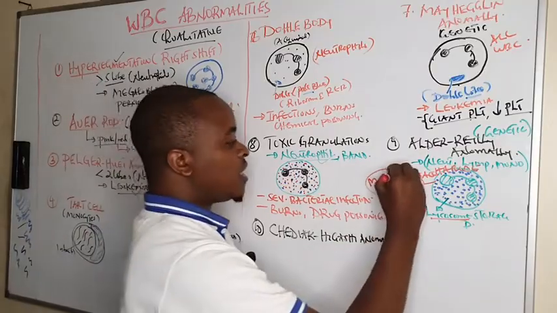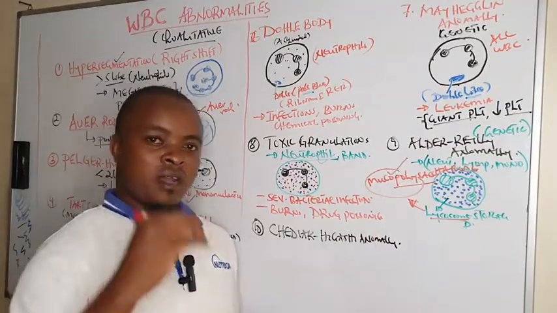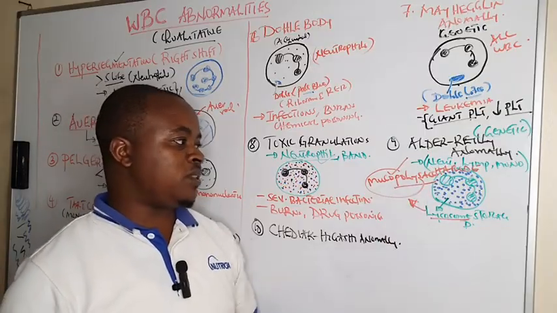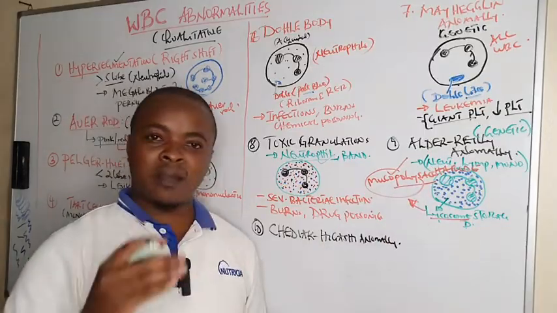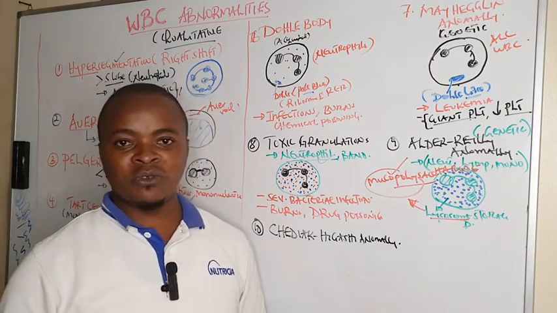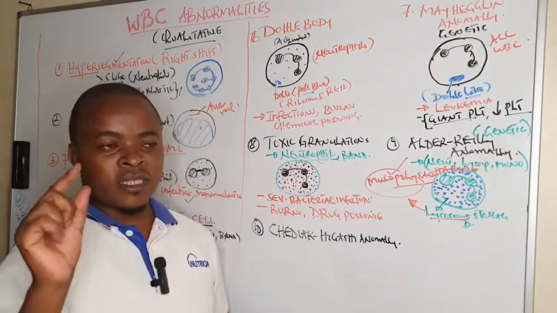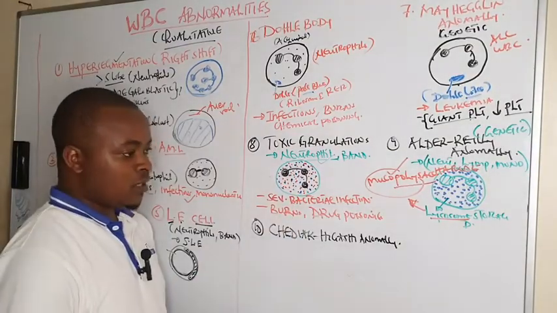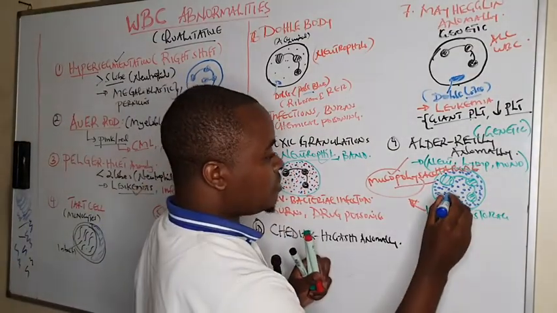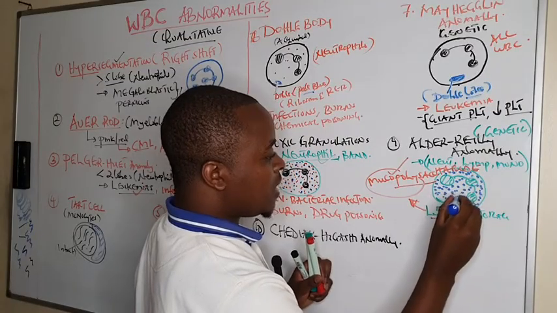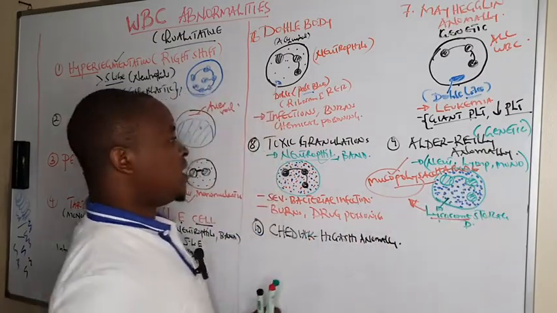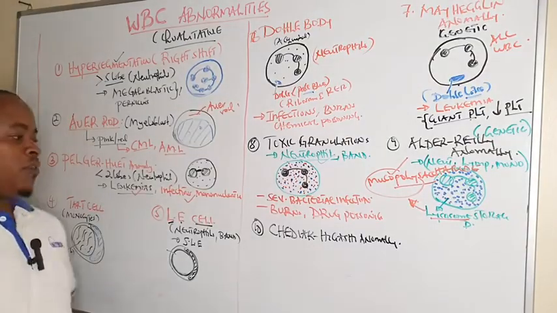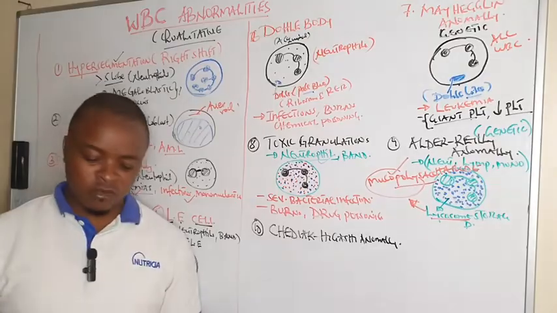So in conditions like mucopolysaccharidosis and Hunter's syndrome, we find Alder anomalies, which are dark blue or dark purple large staining granules within the cytoplasm. In size, they are larger than the toxic granulations. When you're drawing them, they must be somewhat larger and more prominent than the toxic granulations. Then we can talk about the Chediak-Higashi anomaly.